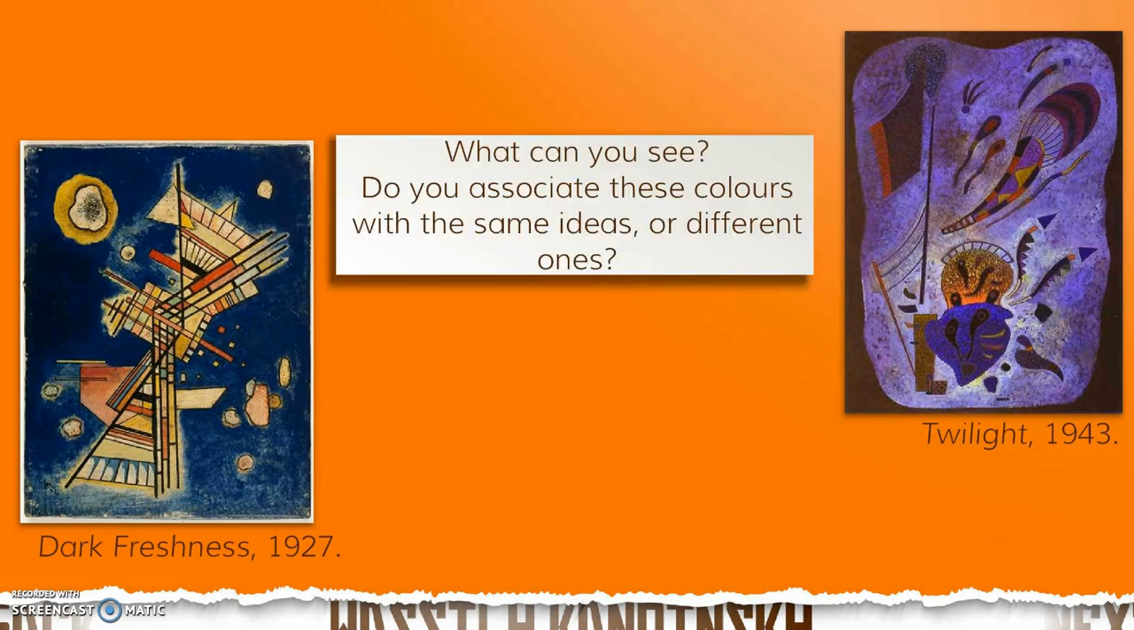And once again, I want you to just pause and take a moment to look at these images and think about what you can actually see. What do you think these paintings are of? And do you associate these colours with the same ideas? So do you see blue as that celestial, that heavenly colour, and those reds and purples as warm, lively colours? Or do you have different ideas for these? So pause the video and have a little think before we move on to the next Kandinsky examples.